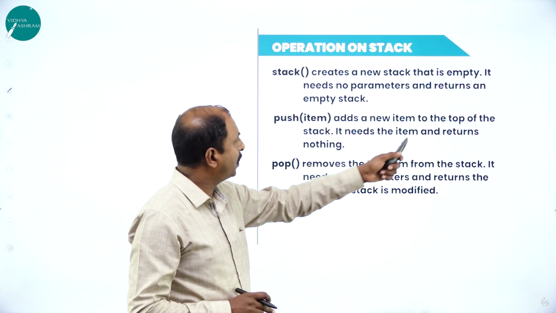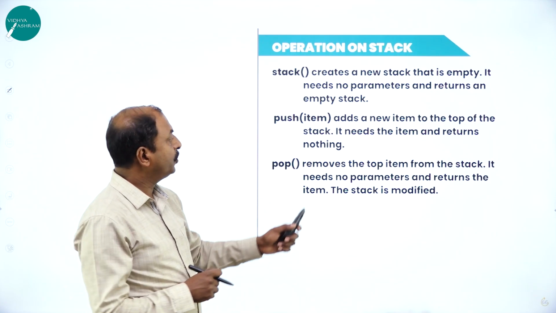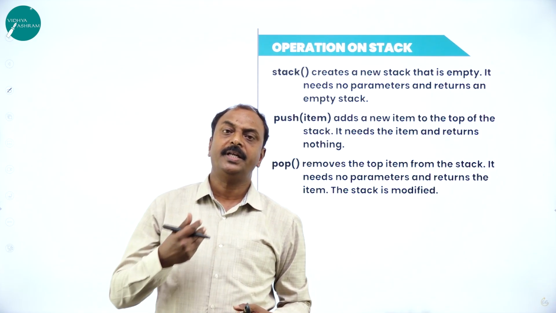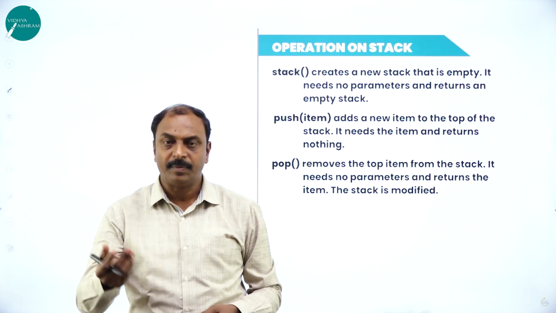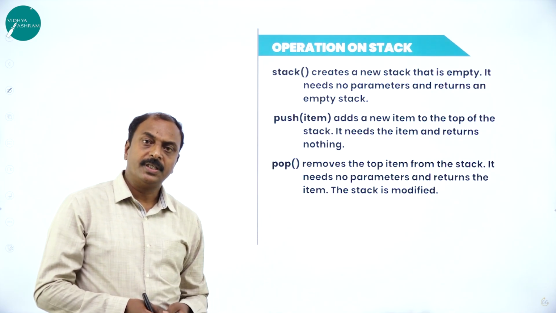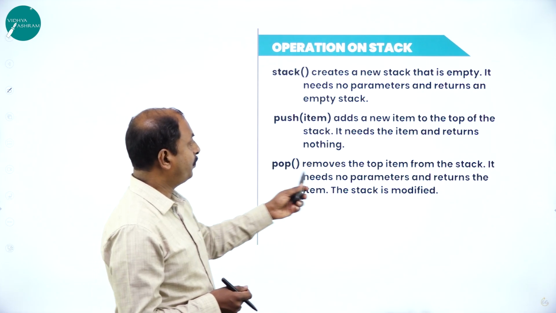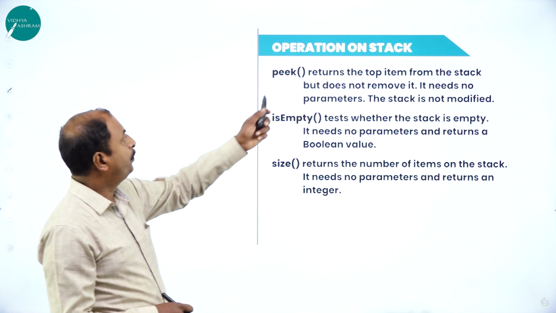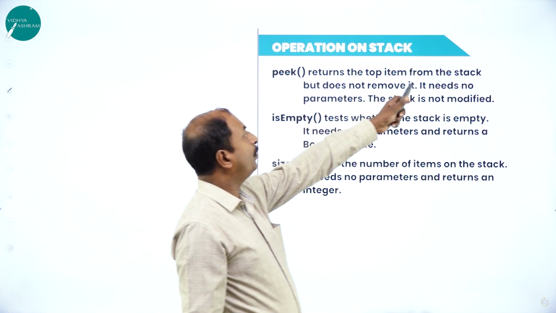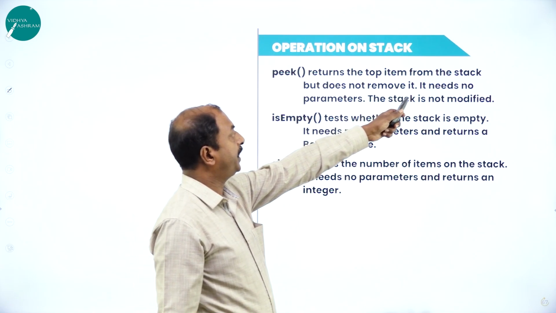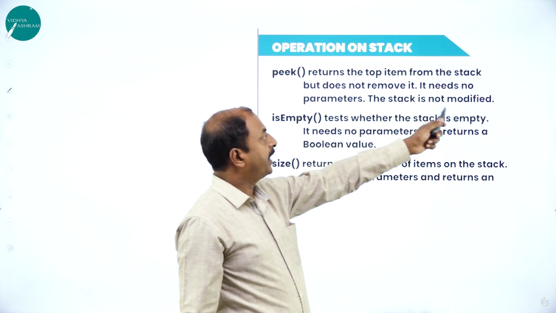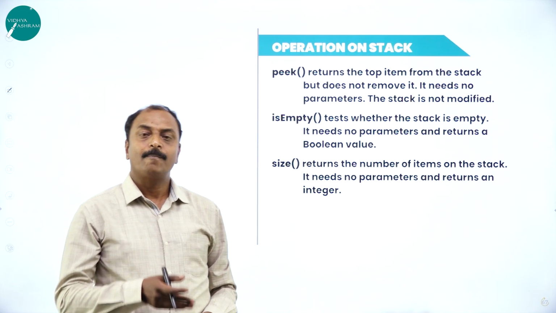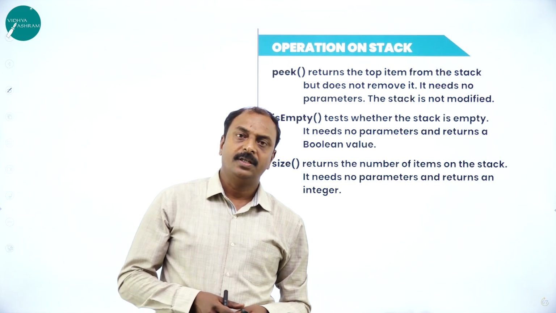Pop is an operation used to remove the top item from the stack, that is, to delete an element from the stack. Deletion or removal takes place at the same point, top. This is called a pop operation. Next is the peek operation. It returns the top item from the stack but does not remove it. It needs no parameters. The stack is not modified. Peek returns the last element of a stack.